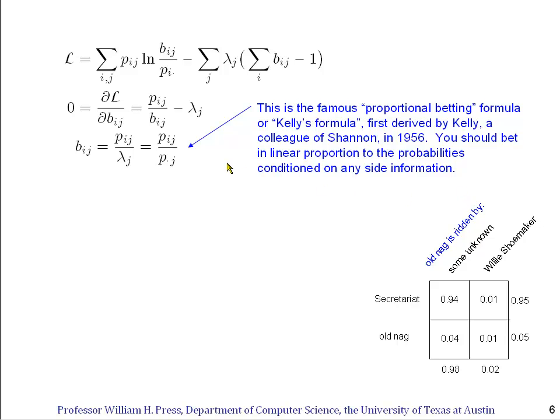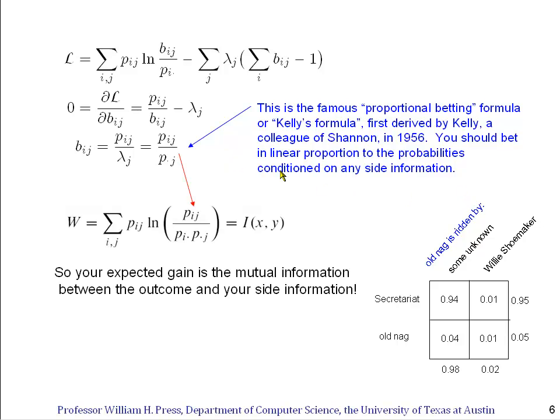And that actually maximizes your winnings. And how much do you win? Well, the amount you win, expressed as a logarithm, in other words, your fractional return, is this value w, and w, if I put in the result I have for bij, turns out to be this. And look at that. It's exactly the mutual information. So your expected gain when you know something about the race, when you have some side information, is the mutual information between the outcome and your side information.